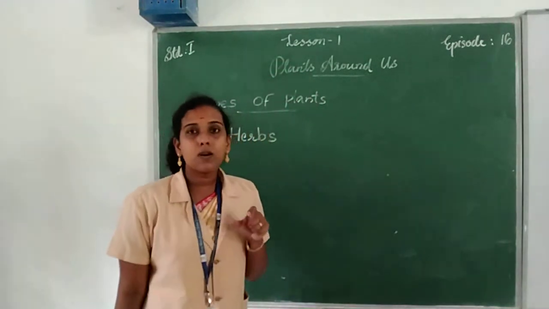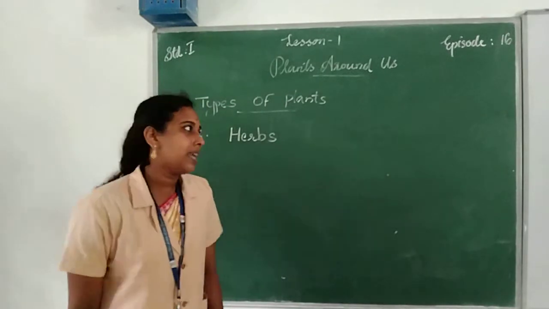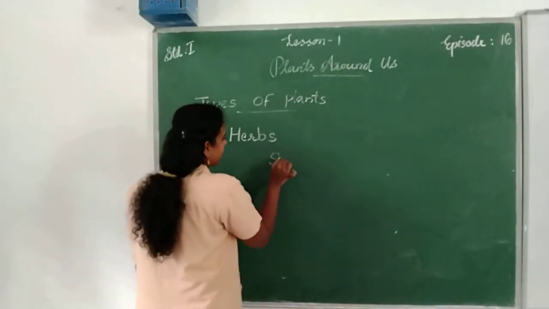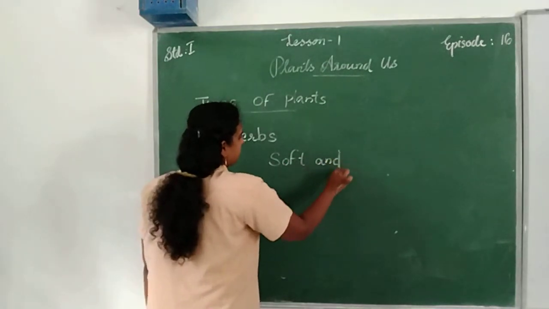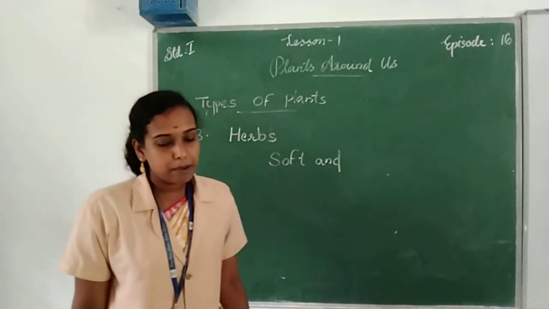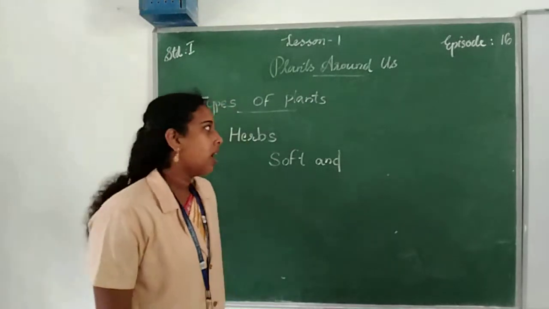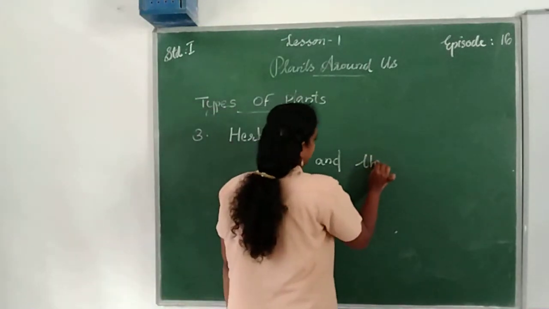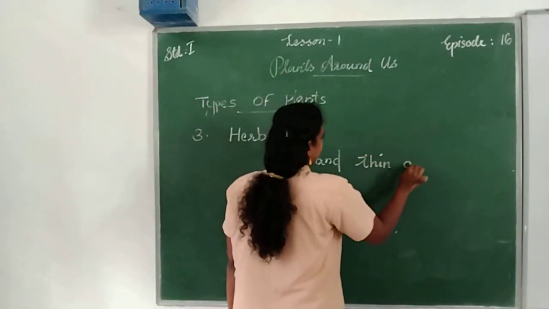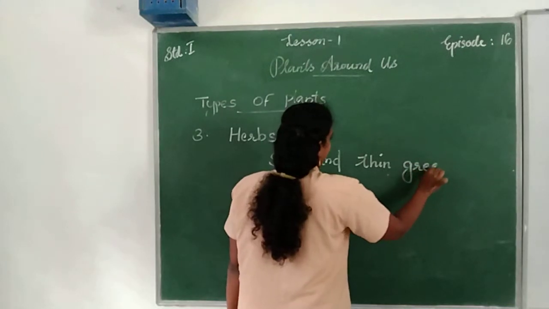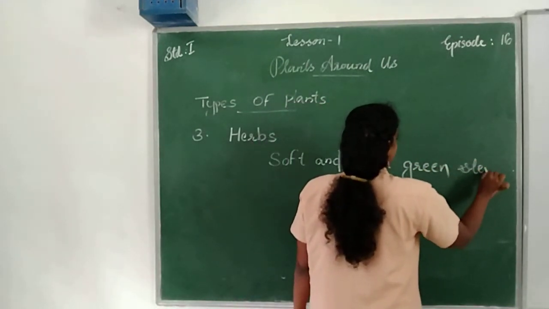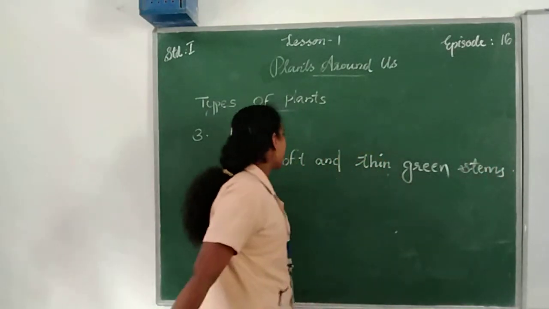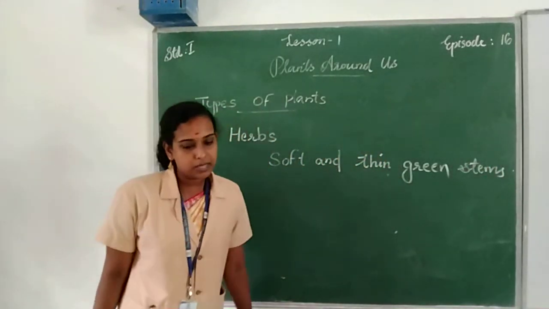Plants that have soft and thin green stems. Soft, S-O-F-T; thin, T-H-I-N; green, G-R-E-E-N; thin green stems. These types of plants are called herbs.